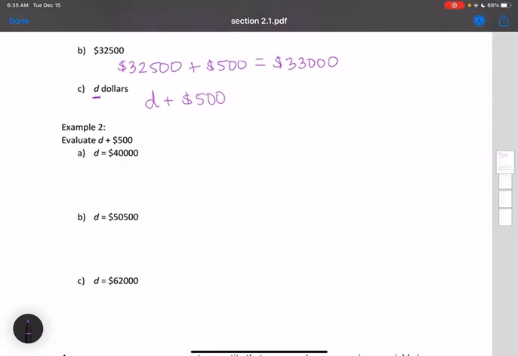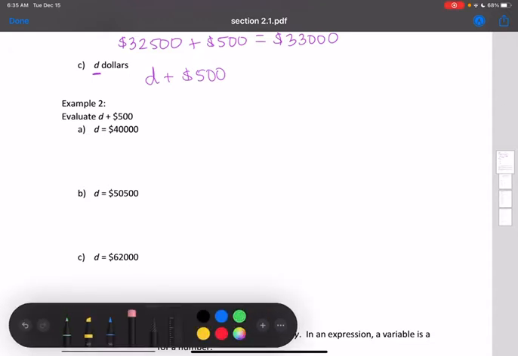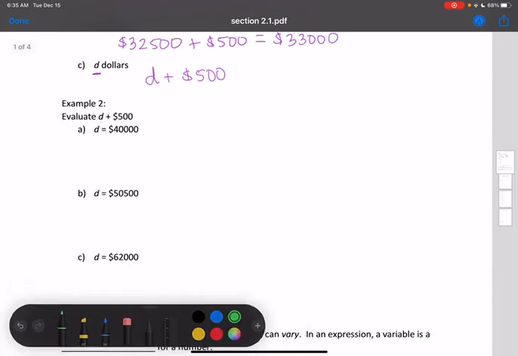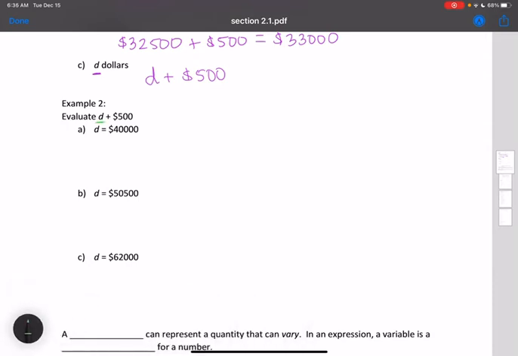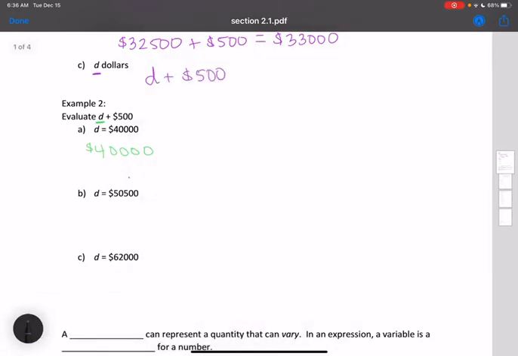And now we're going to go ahead and evaluate that expression, D plus $500, for 3 different values. So the first one is $40,000. So where you see the D, let me change colors here. I'm going to grab a green. So where you see the D, that's where I'm going to put in $40,000. So instead of D, I'm going to write 40,000. And then I have that plus 500. Plus $500. So that's this part.